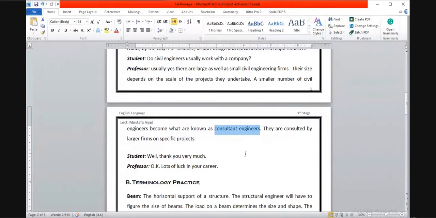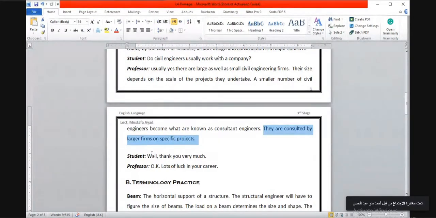So, what is the job of the consultant engineer? They are consulted by larger firms on specific projects. هذول الاستشاريين يتم أخذ الاستشارة من قبل منهم من قبل larger firms. لاحظ هنا larger firms on specific projects. يعني consultants they don't usually deal with any project. يعني أنا ما أجيب for building a house أجيب consultant.